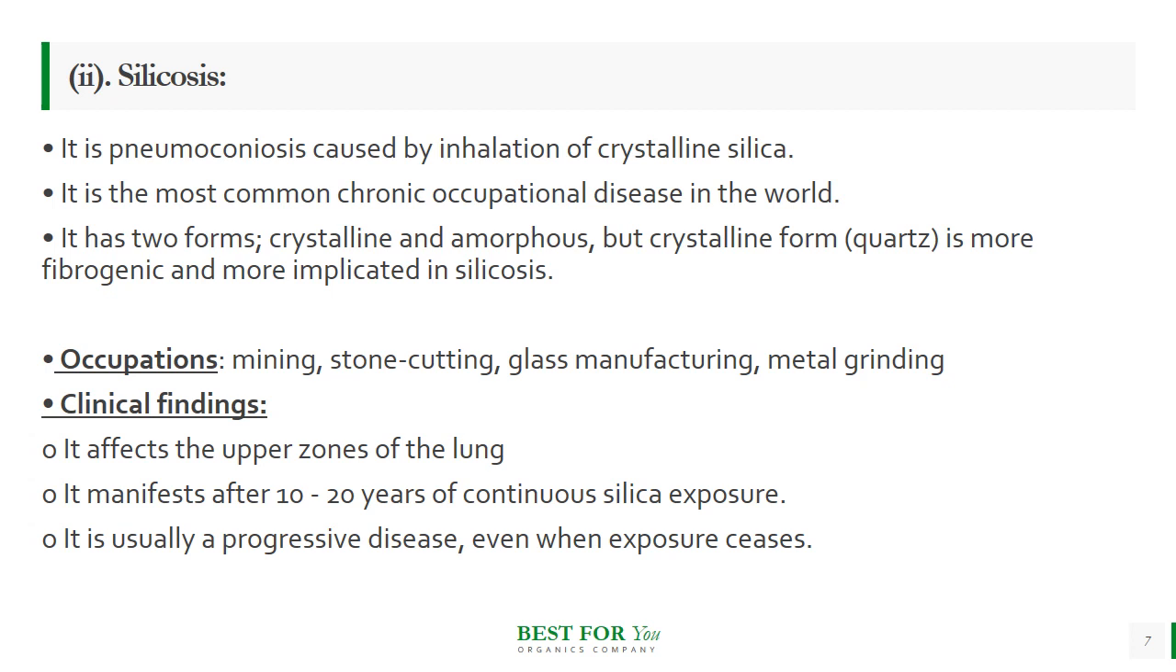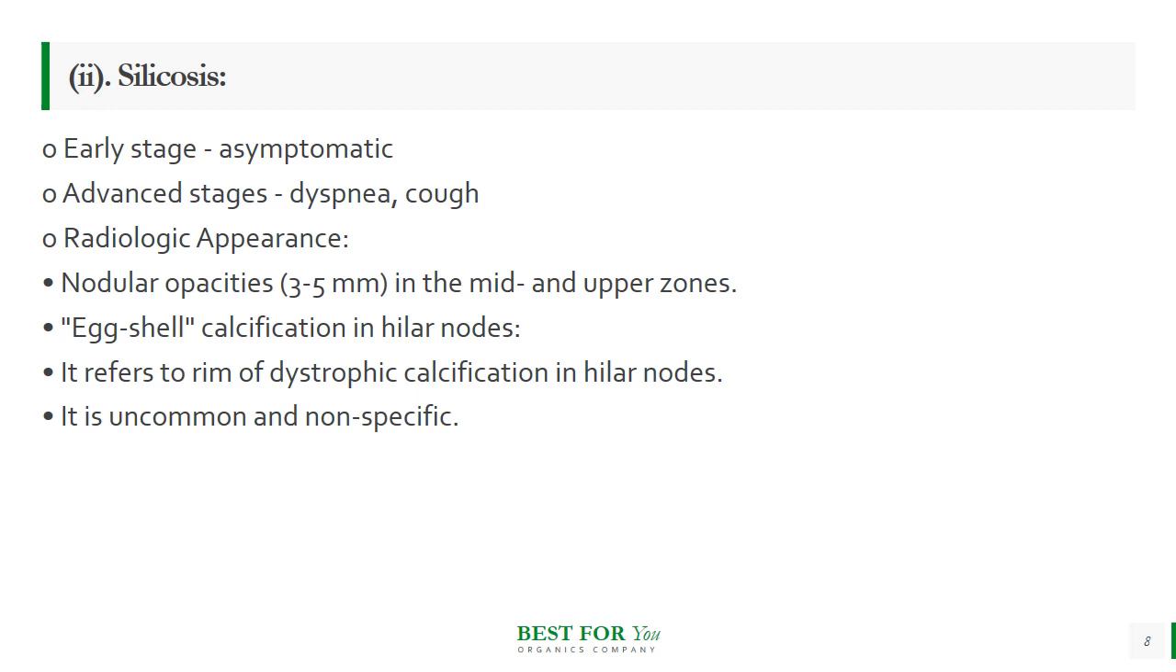It affects the upper zones of the lung, and it manifests after 10 to 20 years of continuous silica exposure, and it is usually a progressive disease even when the exposure ceases. So in the early stage it is usually asymptomatic. However, advanced stage is characterized by cough and dyspnea.